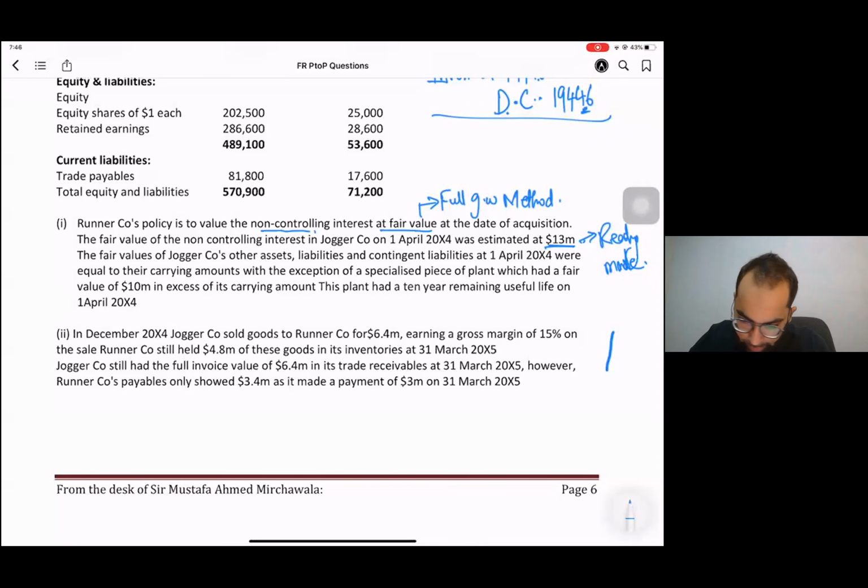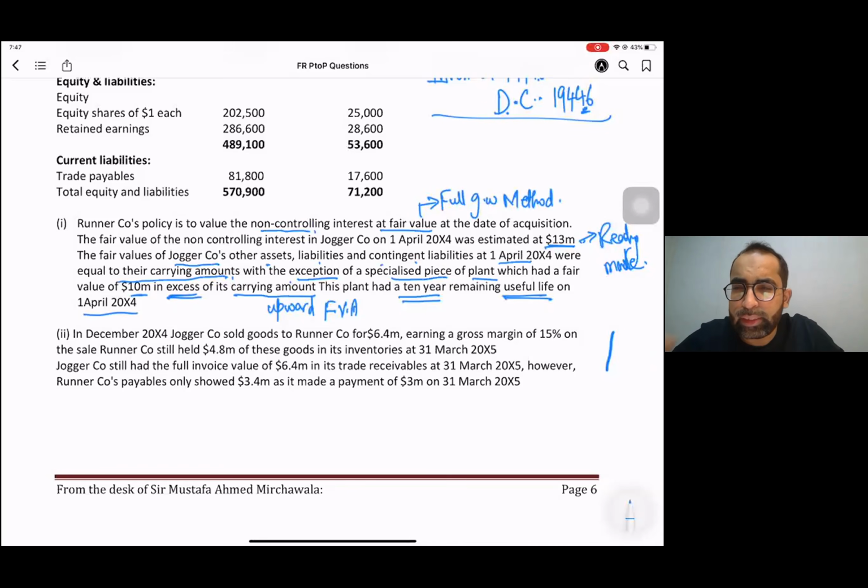Now, what they are saying: the fair values of jogger company, now S company, other assets and liabilities and contingent liabilities at 1st April X4 were equal to their carrying amounts, with the exception of a specialized piece of plant which had a fair value of 10 million in excess of its carrying amount. Means upward fair value adjustment. This plant had a 10-year remaining useful life at 1st April X4. Very easy.